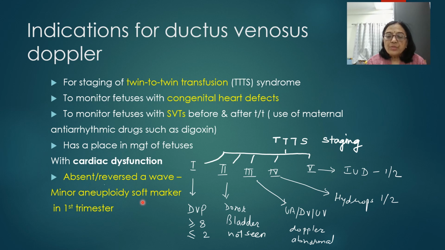Second question for postgraduates is, what are the other minor aneuploidy soft markers used in first trimester? I hope that I get comments for these two questions. First question I already had asked you about MoM, investigation where we use the multiple of median. Second question is, what are the other soft markers apart from ductus venosus Doppler, which are used for the aneuploidy screening in the first trimester?